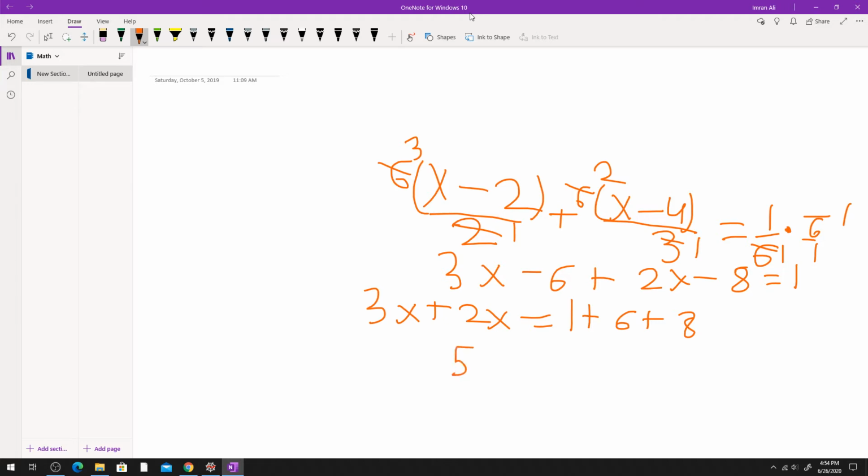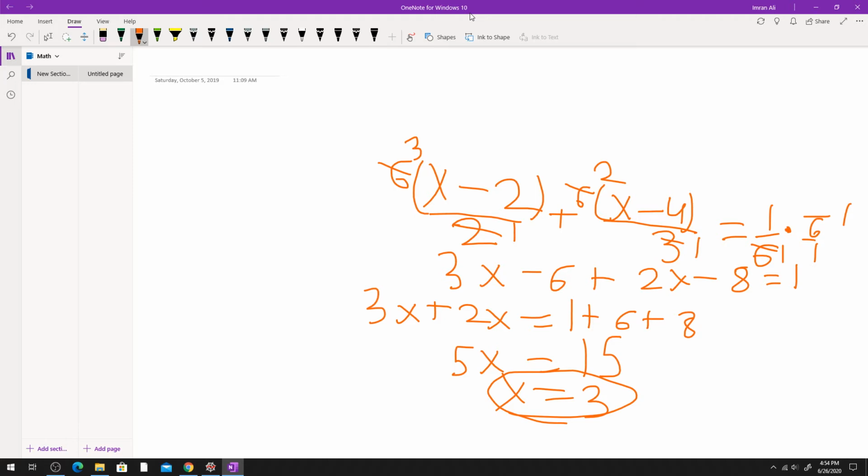3x plus 2x is 5x equals 1 plus 6 is 7. 7 plus 8 is 15. And 15 divided by 5, we use the inverse operation. x is equal to 3. There we go, we have our answer. x is equal to 3.